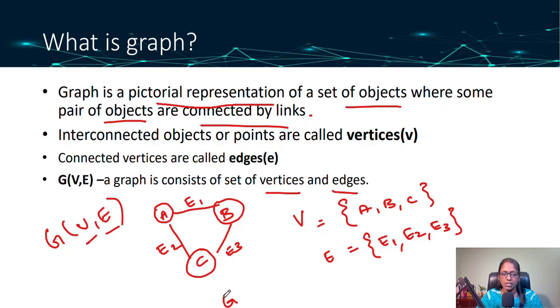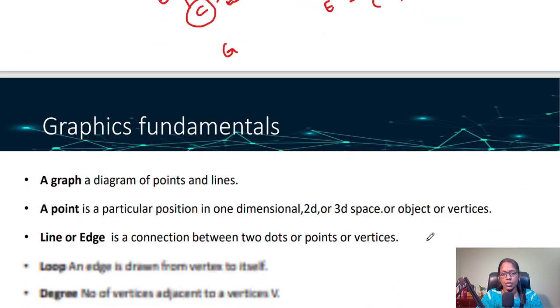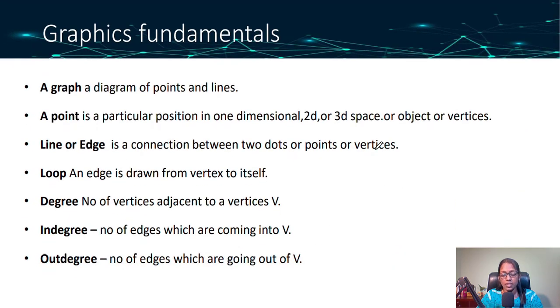So for example, in this graph G, what are the objects? A, B and C. What is the edge set? E1, E2 and E3. So V can be written as A, B, C and E is written as E1, E2, E3. Yes? Clear? Yes. Shall we go to the next one? What are the words which we are using? Graph fundamentals. Normally, what are the words we use and what are the meanings of those, we are going to see now.